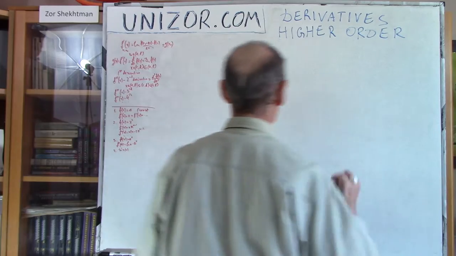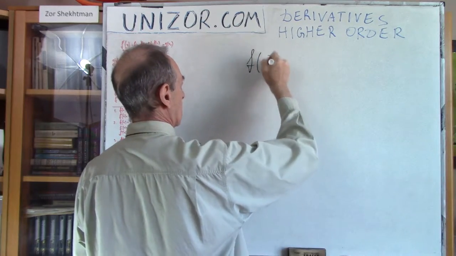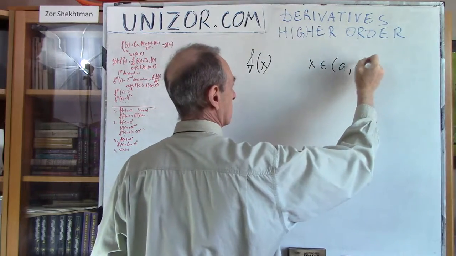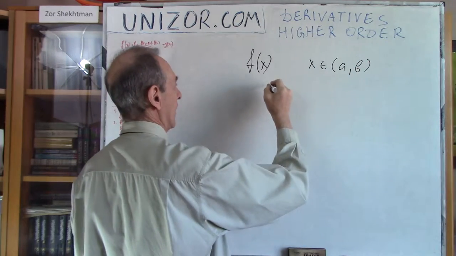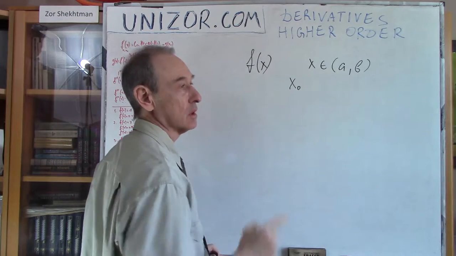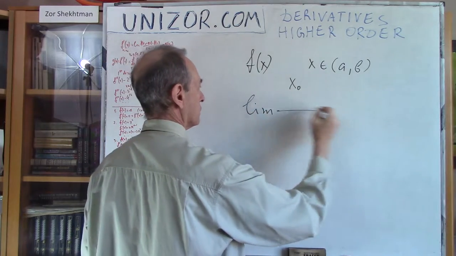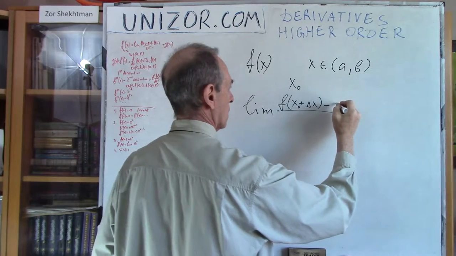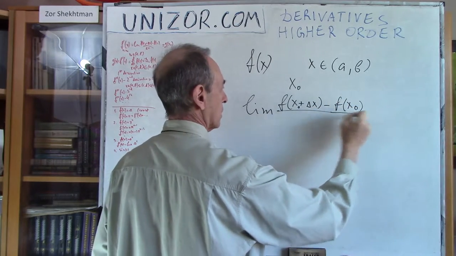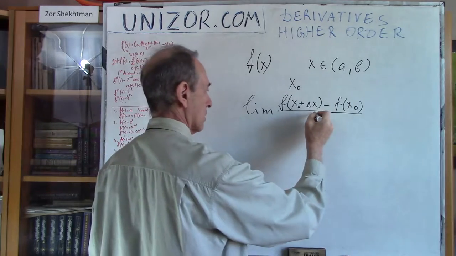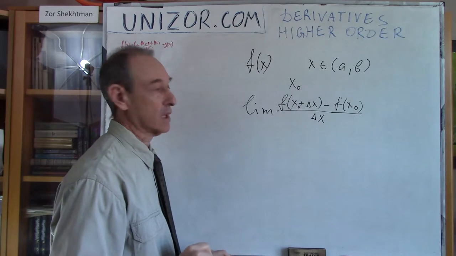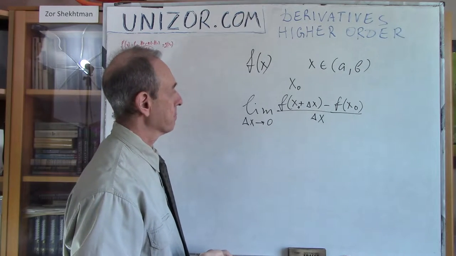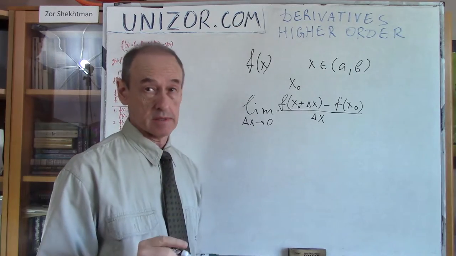What is the derivative? The definition of the derivative of the function f of x, which is defined at a certain interval, which might be infinite on both sides, at point x0 is a limit of the increment of the function at point x0 given the argument increment of delta x, as this increment of the argument tends to zero, if this limit exists, obviously.